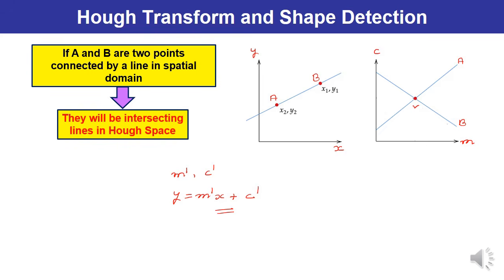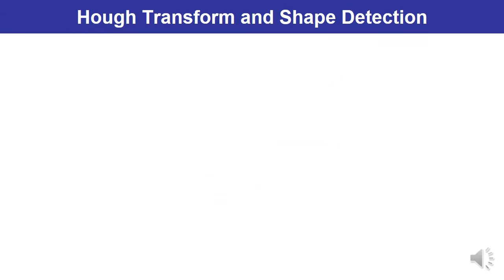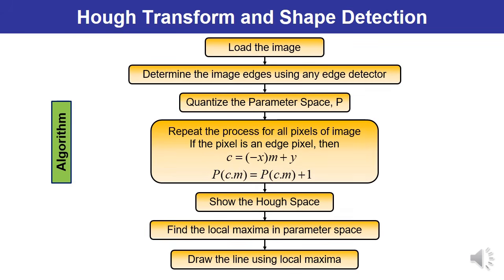Now let us discuss in detail the algorithm and the process for the Hough transform. You must listen very carefully. This is very simple and you can note down each and every point as well. The first step is very clear. Load the image. Then determine the image edges by using any type of edge detector. It may be a gradient operator, first order, second order, Laplacian, Canny edge. Any kind of operator can be applied, and the edges of that particular image need to be determined.